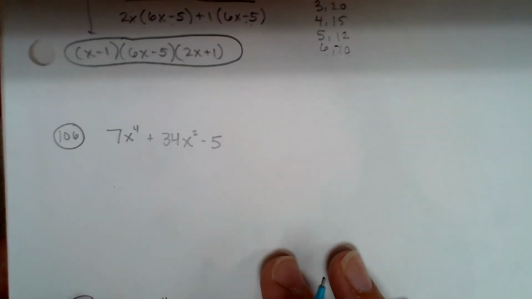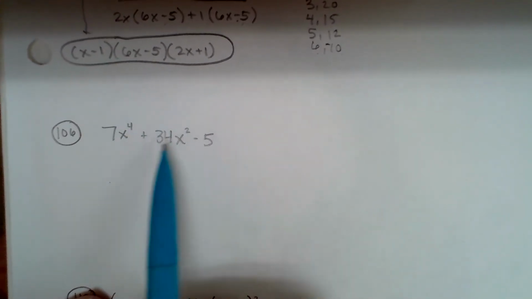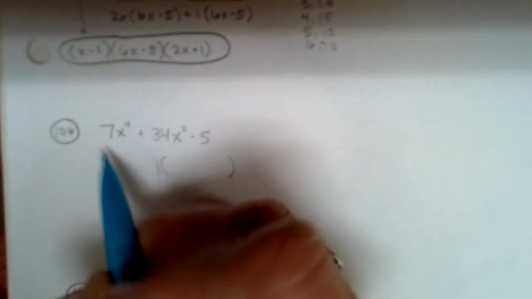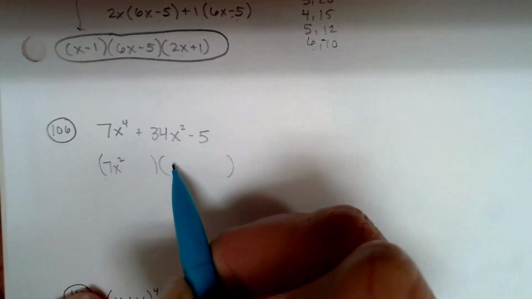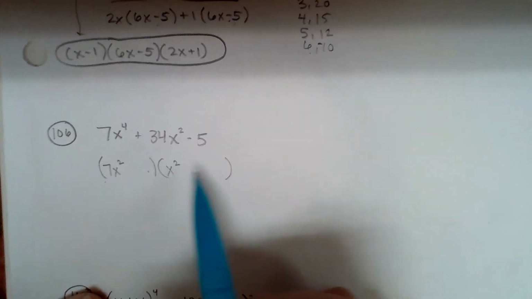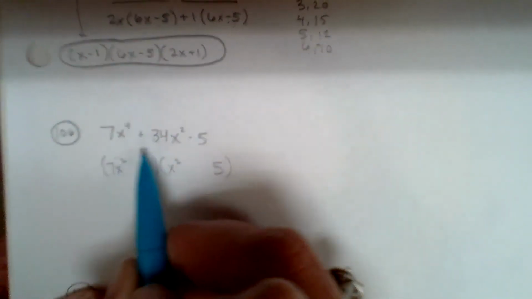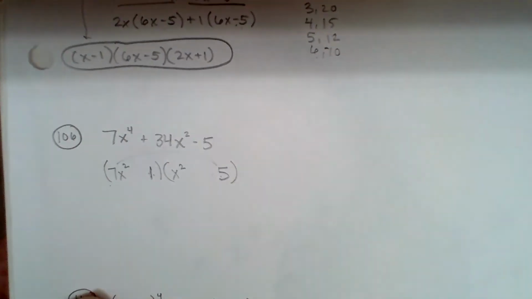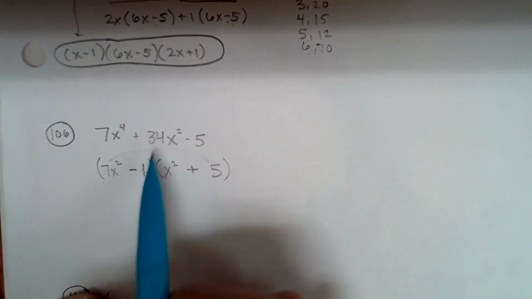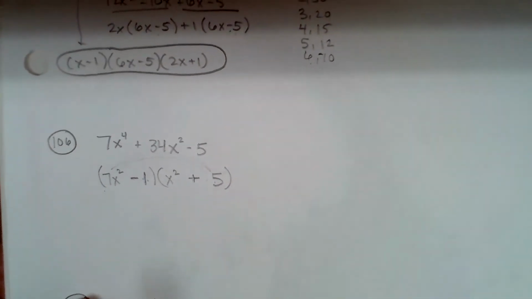106 is just a typical one: either split up the x squared term in the middle, using two numbers that multiply to get negative 35 and add to get 34, or just guess and check. And I think this one, because 7x to the 4th has to be 7x squared and x squared, and then 5 has to be 5 and 1. It's either 1 and 5 or 5 and 1. I like the 5 here because that makes 35, and the 1 here. And I want it to be a positive 35 minus a 1 to make 34, and so that's that.